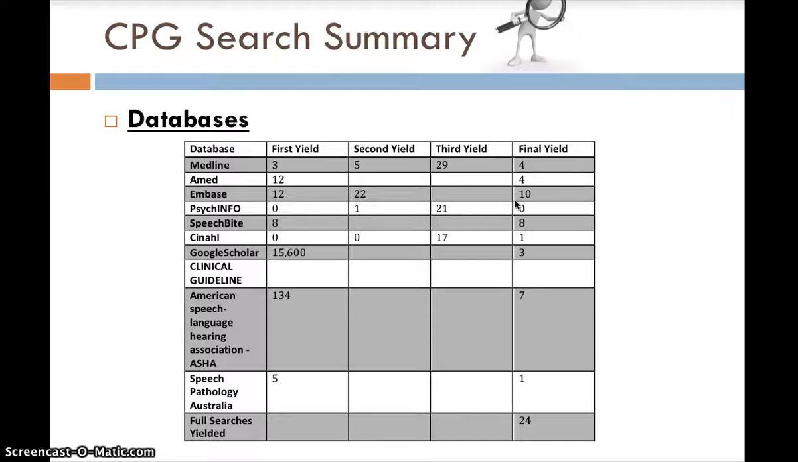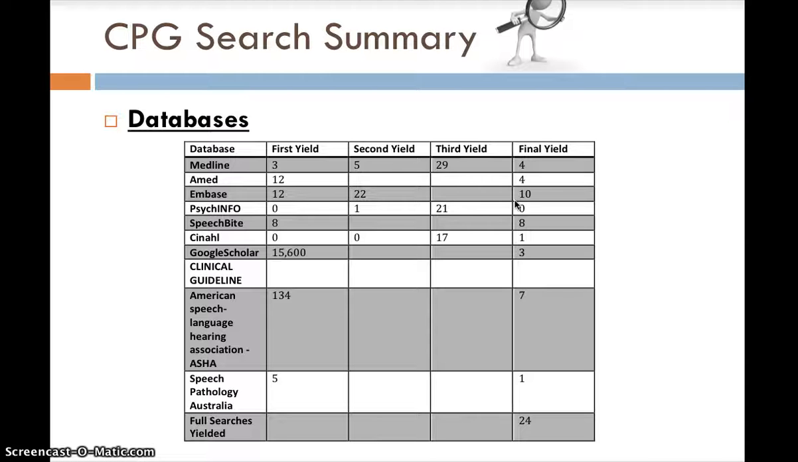When using Medline, first searches yielded a small number, resulting in 3. When fewer terms were included, this led to a result of 5. A third search with even fewer terms yielded 29. Of this 29, 4 relevant practice guidelines were found. First searches using AMED resulted in 12 clinical practice guidelines, resulting in 4 relevant yields.